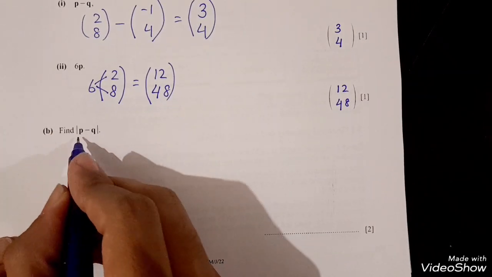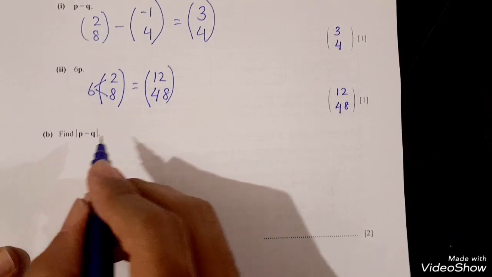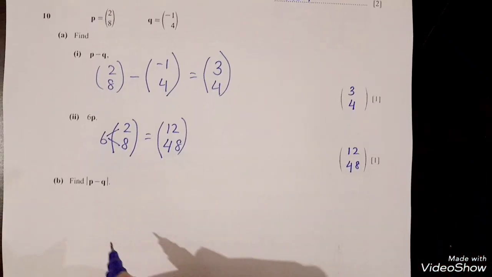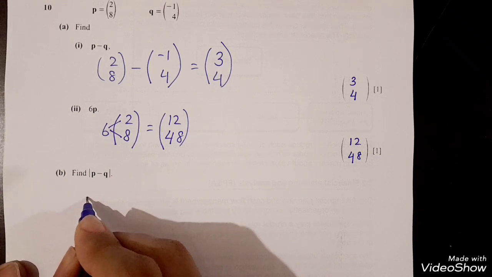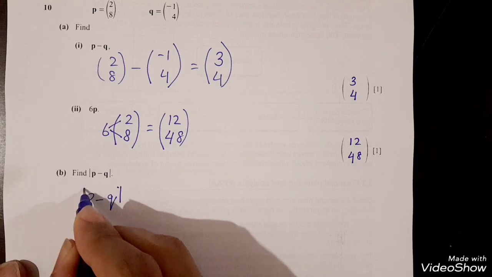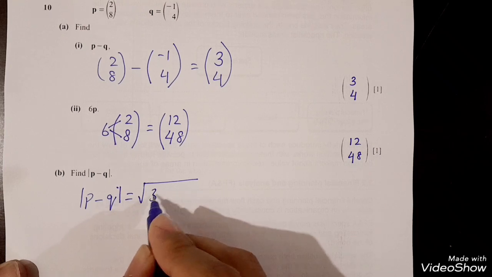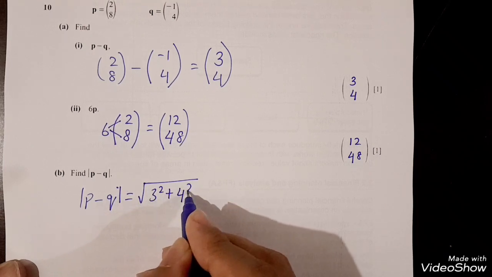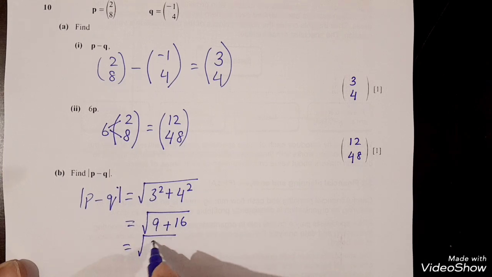Then part B states find the magnitude of P minus Q between two lines. So P minus Q which we calculated is 3/4. So here P minus Q is equal to square root of 3 square plus 4 square. So 3 square is 9 plus 4 square is 16. So this will be square root of 25. So the square root of 25 is 5. So the answer of this will be 5.